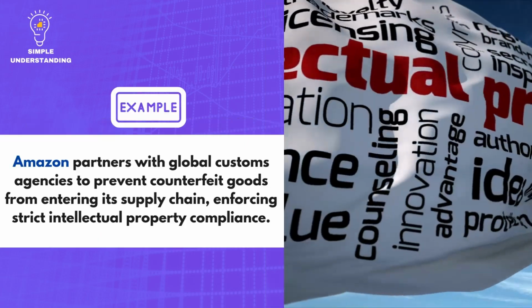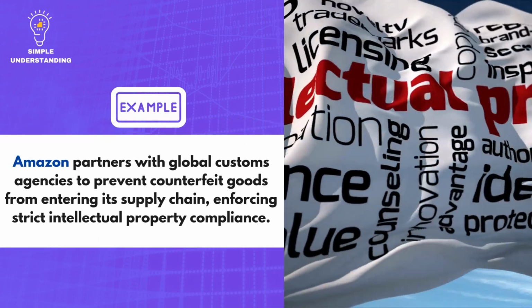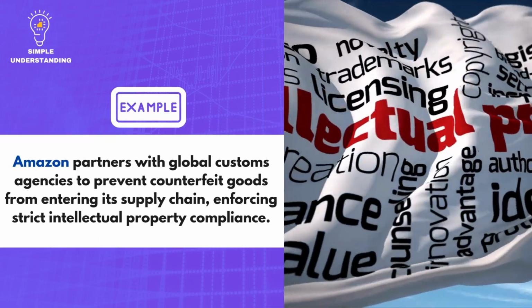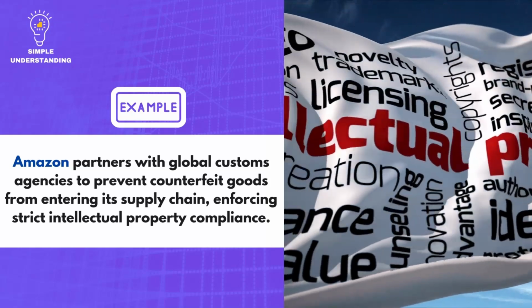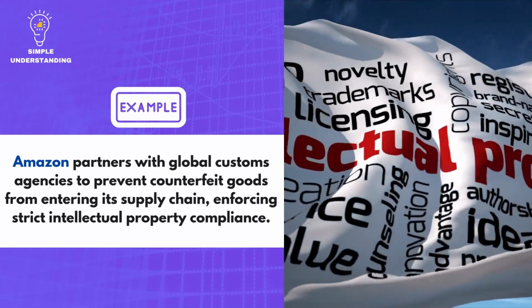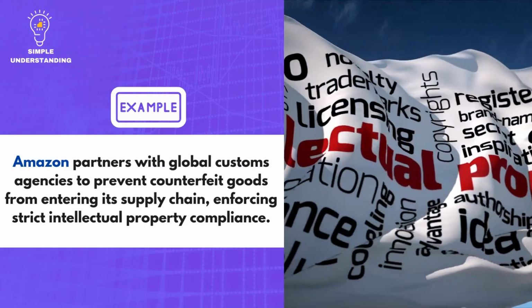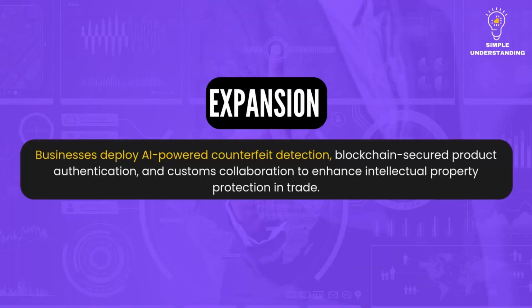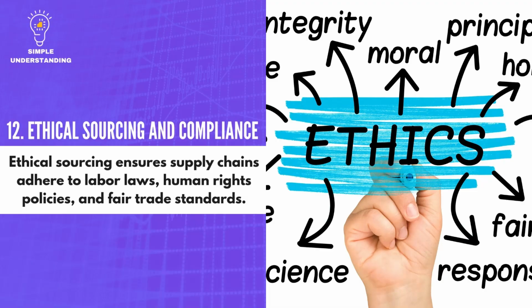Real company example: Amazon partners with global customs agencies to prevent counterfeit goods from entering its supply chain, enforcing strict intellectual property compliance. Expansion: businesses deploy AI-powered counterfeit detection, blockchain-secured product authentication, and customs collaboration to enhance intellectual property protection and trade. 12. Ethical sourcing and compliance.